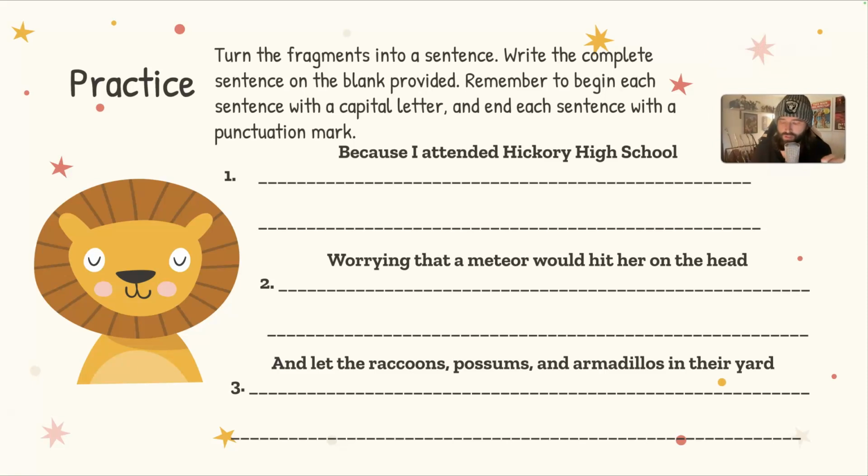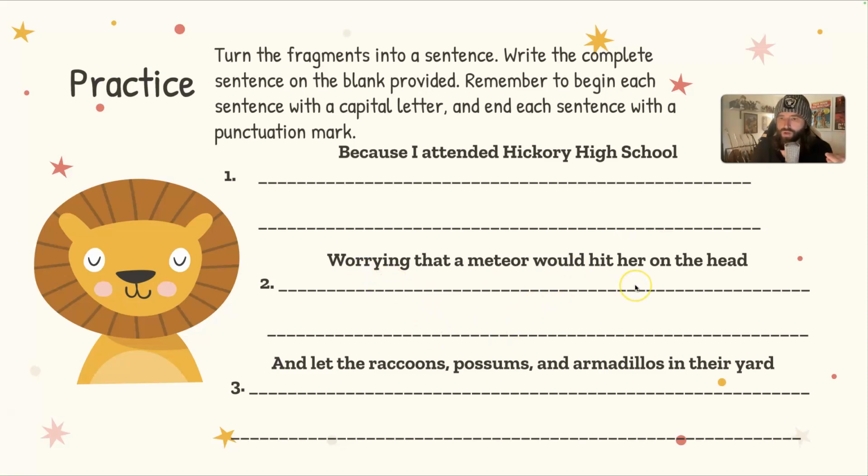We'll talk about clauses later. I don't want to bog us down with that here. But an independent clause is a complete thought. So if I get rid of this because, I attended Hickory High School, guess what? That is a complete thought. But when we add this because, we need to know because what, right? And this can come at the end of the sentence or at the beginning of the sentence. Because I attended Hickory High School, comma, what happened? Or what happened because I attended Hickory High School? One or the other, right?